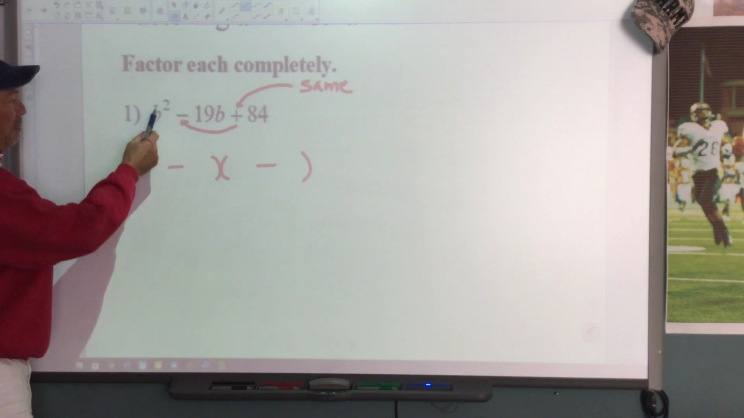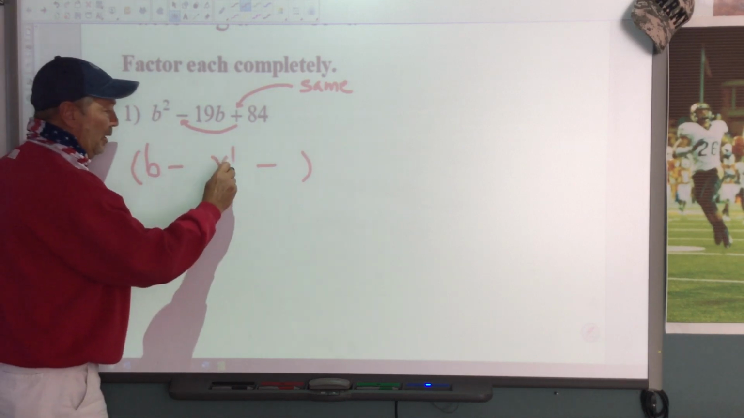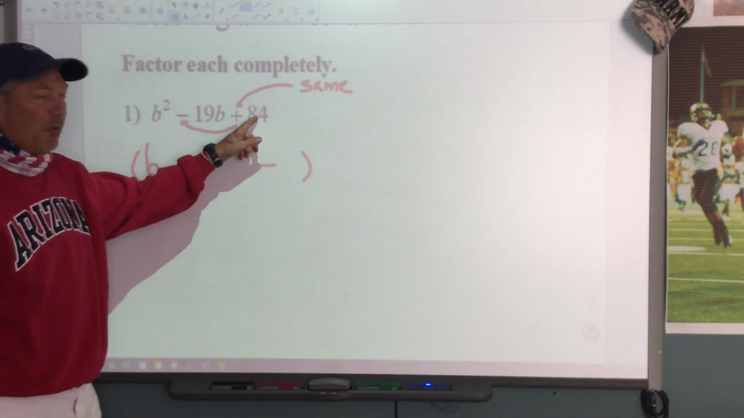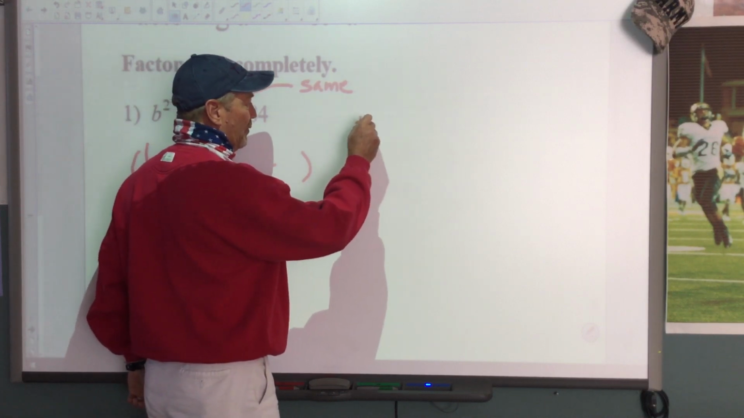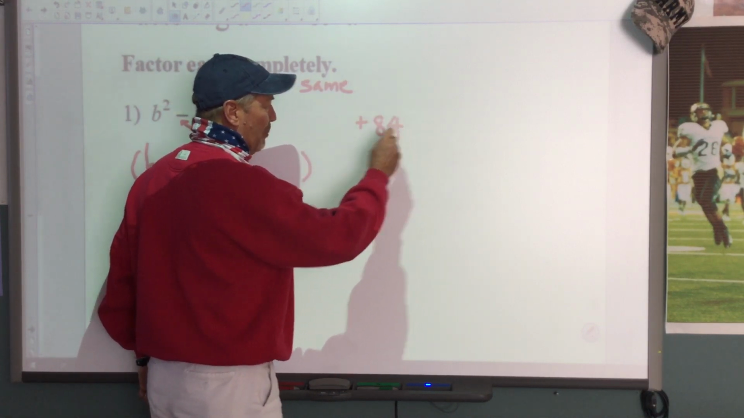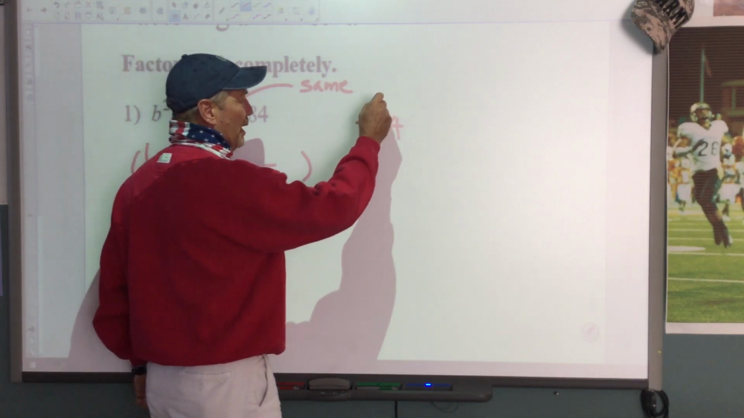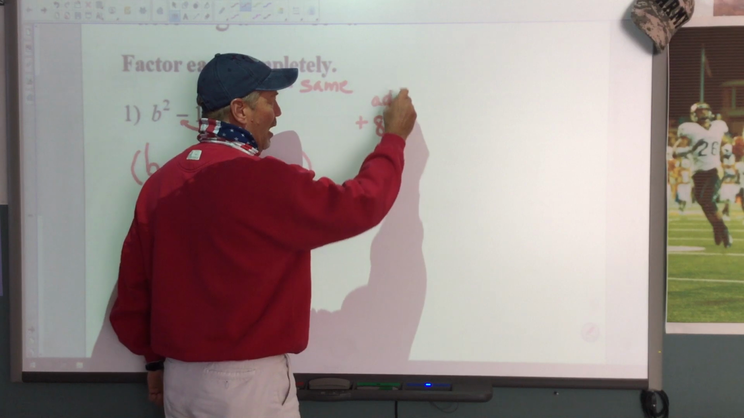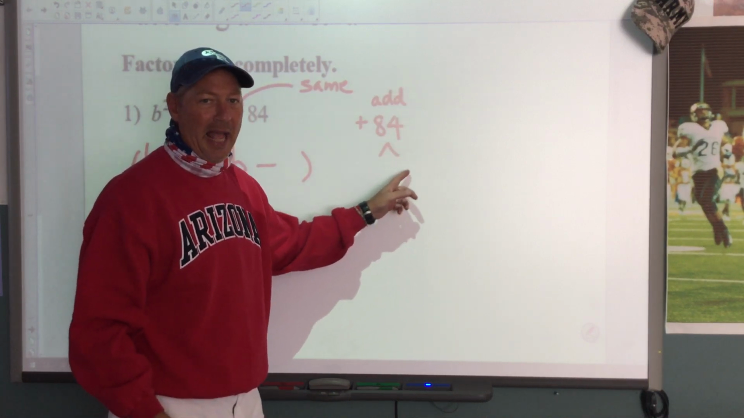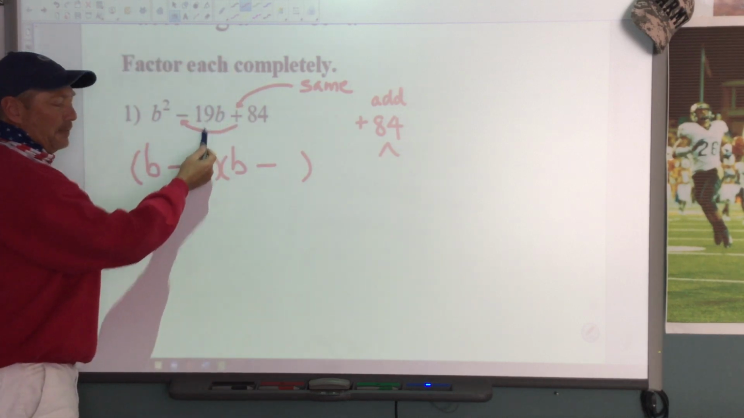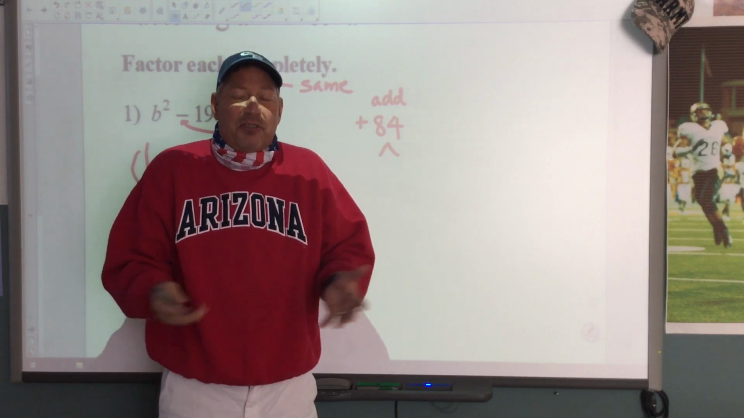Now we're going to break down the b squared. Everybody knows that b squared can be b times b. But we need to figure out how we can break down this 84. I like to come over here and say plus 84, because it is a positive 84. And since it's a plus 84, that plus sign tells me I will add. I'm going to find two factors and add them, and they're going to add up to 19. Now, I may not know all my factors. Matter of fact, finding the factors is kind of tough for me.